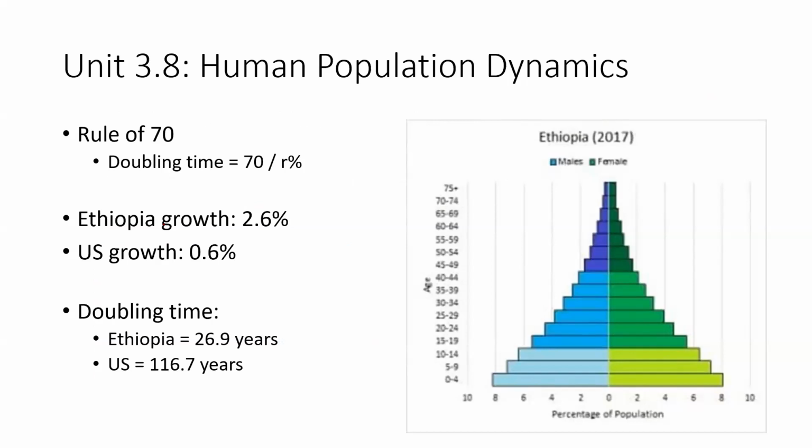And last thing for 3.8 is rule of 70. So doubling time equals 70 divided by the percent growth. Again, I don't think you're going to have to calculate this based on what I've read from College Board. But just so that you understand it, if Ethiopia's growth is 2.6% and US's growth is 0.6%, we take 70 divided by 2.6, we get 26.9 years. That is our doubling time. It would be 26 years or 27 years until Ethiopia doubled.